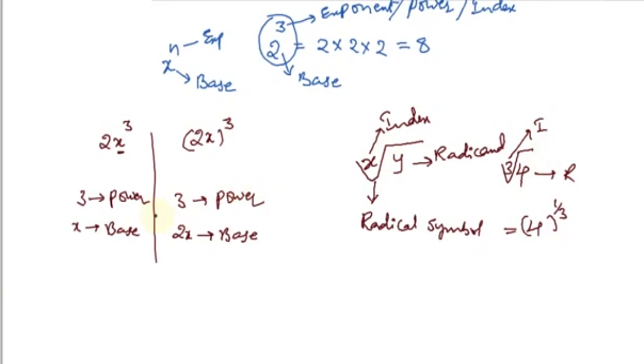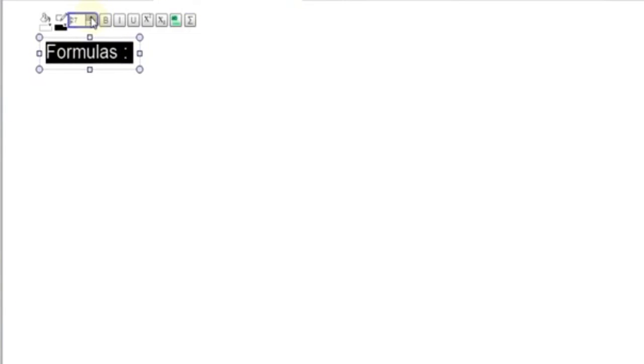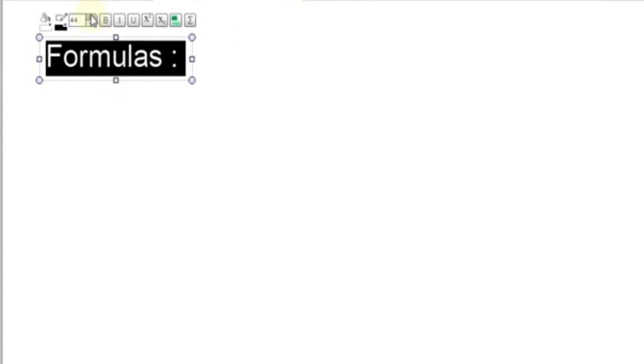Now I'll explain all the formulas one by one. There are approximately 16 formulas in this exponents and radicals chapter. I'll explain all the formulas and write them here, so just note them down. Based on these formulas only we can solve the problems which I'll explain in the next videos.